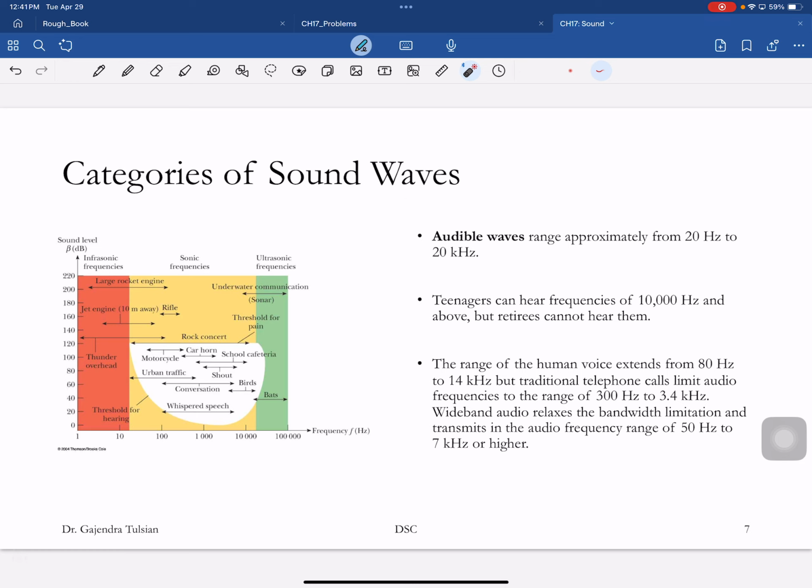So we categorize sounds based on how our sensor works, the sensor that you're born with. Audible waves, you can hear in principle from 20 hertz to 20,000 hertz. Now I probably can't hear stuff above 8,000 hertz, and probably below 80 to 100 hertz. And here's something: teenagers can hear frequencies of 10,000 hertz and above, but I can't hear them.